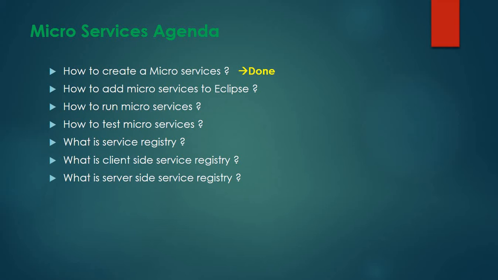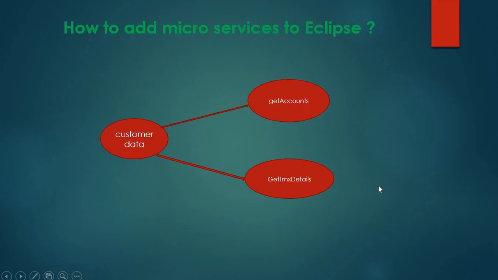If you saw yesterday, we discussed the microservice creation project and how to import it into Eclipse, right? So today we are going to see how to create the API for the microservice. Yesterday we created the project wallet get customer, right? So now we will get the API for customer data.